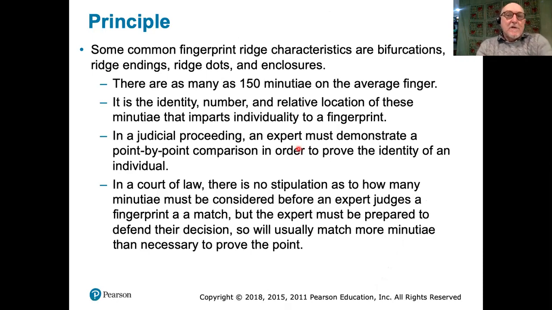If an expert was to go through a single print, they would usually be able to find up to 150 different minutiae that could be used for identity. They don't usually do that many. About 30 or so is sufficient to identify a fingerprint as being the same between reference and the suspect print. But the expert must be prepared to go point by point through each of the ones that they've chosen and show why they believe that matches between sample and reference.